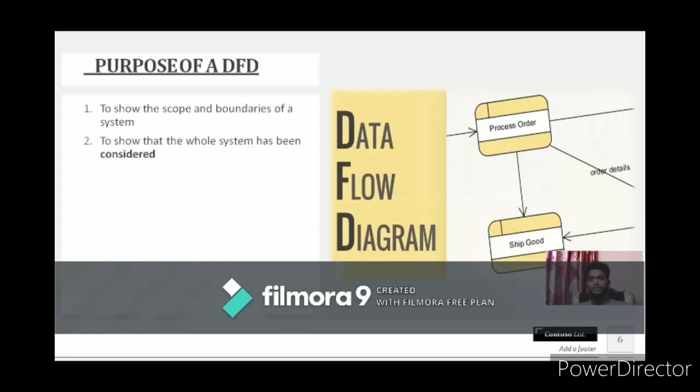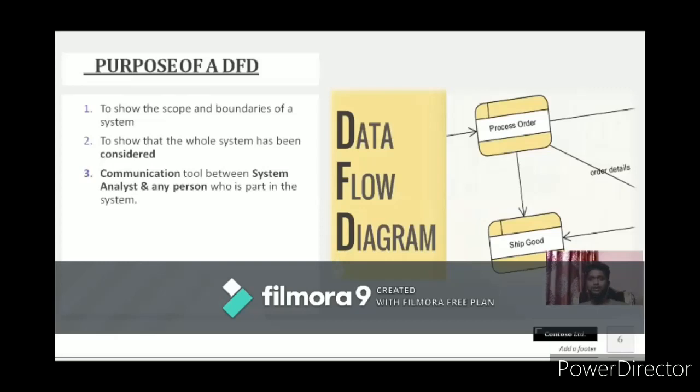And the second point is to show that the whole system has been considered. Whenever we take a DFD, as I already mentioned, it is a graphical representation of a whole system. So it shows that the whole system has been considered. That is the second point.